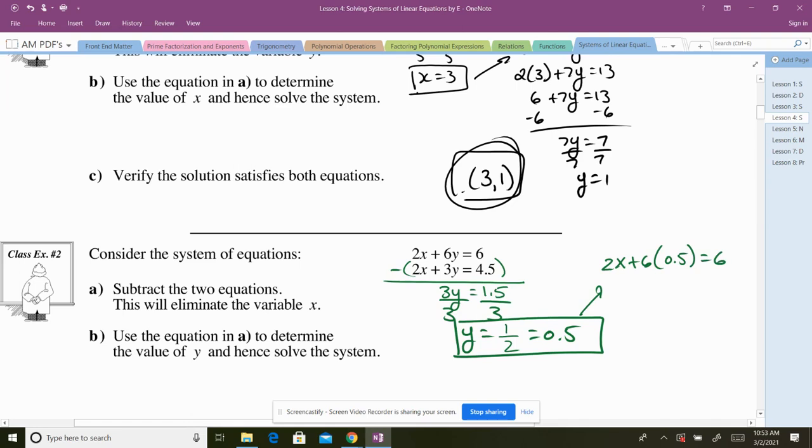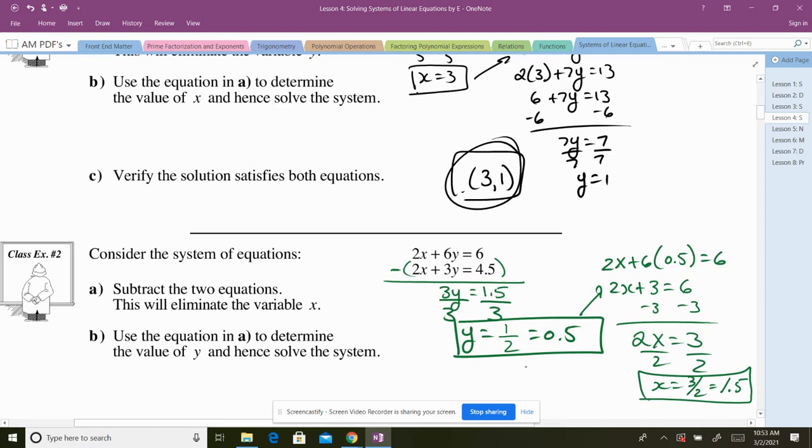Since they use decimals, I'll use decimals. So 2x, 6 times 1/2 is 3. What do I do from here? And then divide off the 2. So x is equal to 3 over 2, otherwise known as 1.5. So your answers are, since they did in decimals, we'll do it in decimals. 1.5 and 0.5.